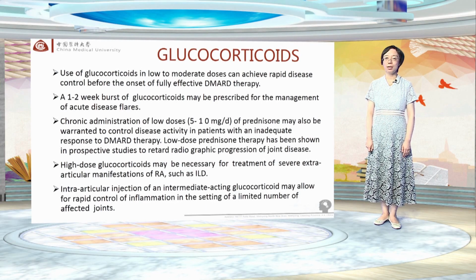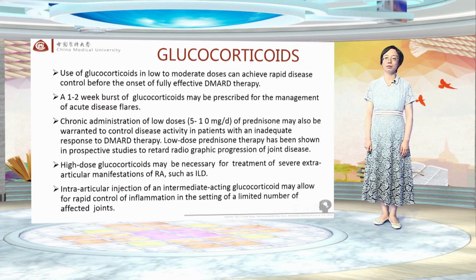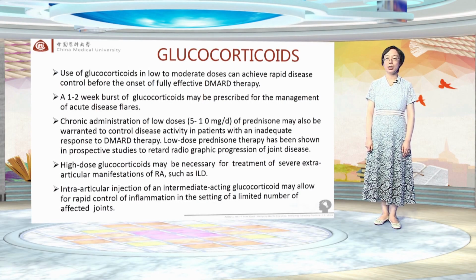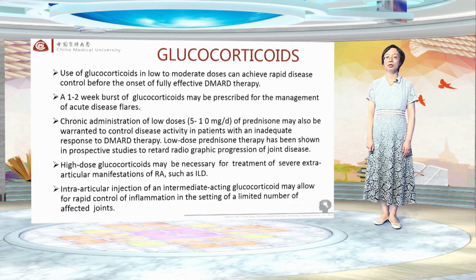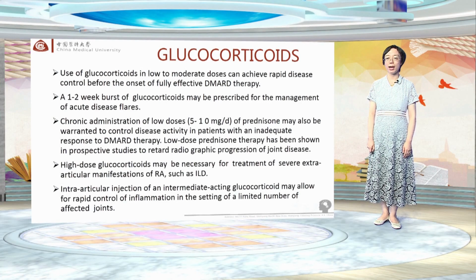Low-dose prednisone therapy has been shown in prospective studies to retard radiographic progression of joint disease. However, the benefits of this approach must be carefully weighed against the risks. The fourth, high-dose glucocorticoids may be necessary for treatment of severe extra-articular manifestations of RA, such as ILD. The fifth, intra-articular injection of an intermediate-acting glucocorticoid may allow for rapid control of inflammation in the setting of a limited number of affected joints.